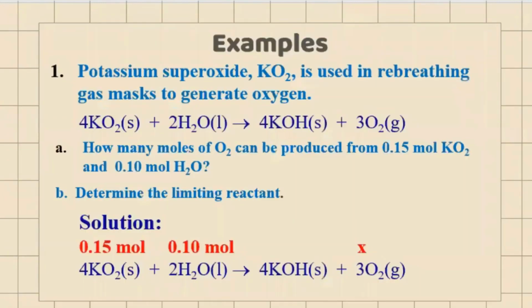Example: potassium superoxide, KO2, is used in rebreathing gas masks to generate oxygen. Potassium superoxide is used as a source of oxygen, usually in hospitals and submarines. Spacecraft use potassium superoxide as a source of oxygen.